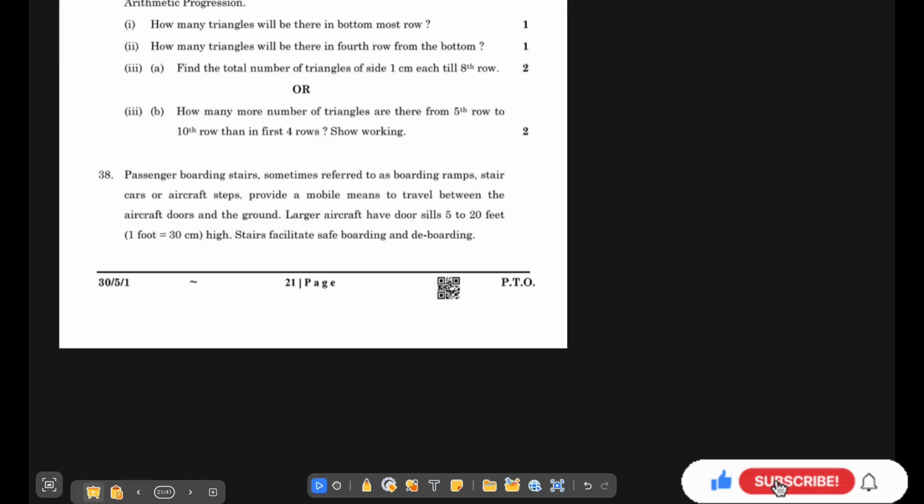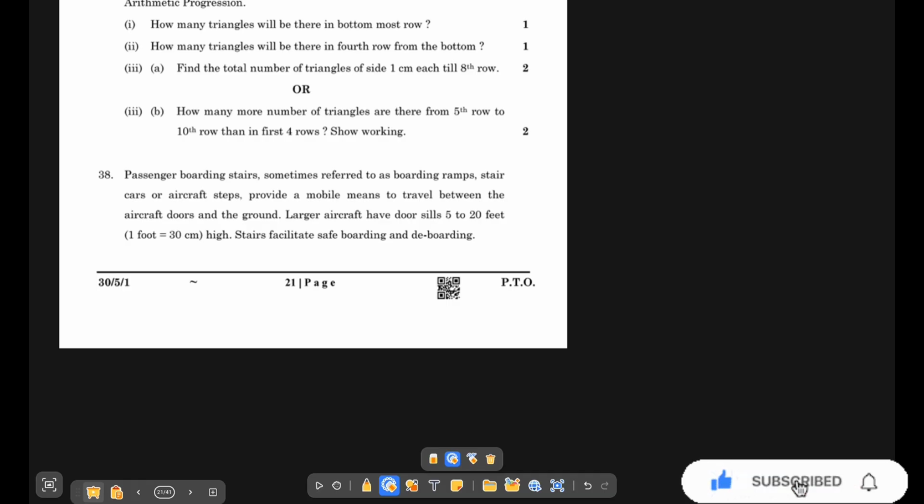Next, the 38th question is about passenger boarding stairs, sometimes referred to as a boarding ramp. Stair cars are aircraft steps, providing a mobile means to travel between the aircraft doors and the ground. Larger aircraft have door sills 5 to 20 feet high. 1 foot is equal to 30 centimeters. So stairs facilitate safe boarding and deboarding.